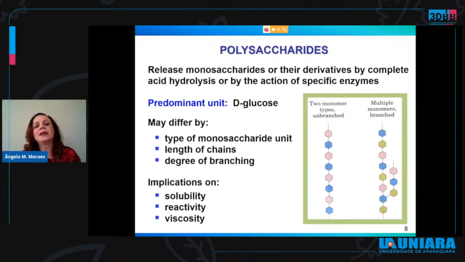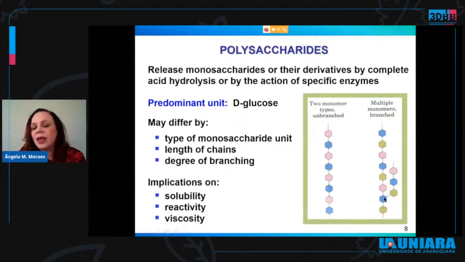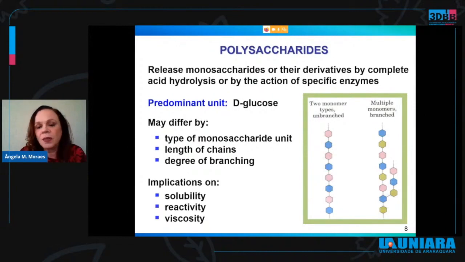The polysaccharides can differ by the type of monosaccharide unit that forms them. For instance, as we show here, we have a polysaccharide with 2 different monomers, or here we have one with 3 different monomers. They can also differ regarding the length of chains and the degree of branching, as we have here, for instance, a branched molecule and an unbranched molecule. And these have strong implications on the solubility, on the reactivity, and the viscosity of the polysaccharides.